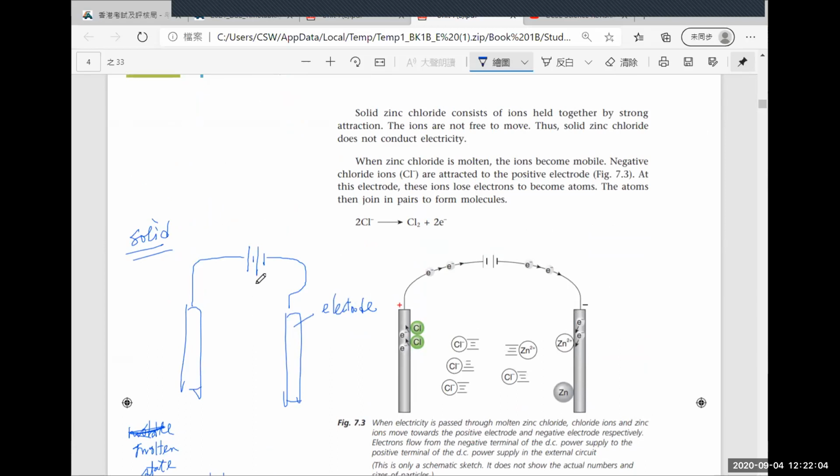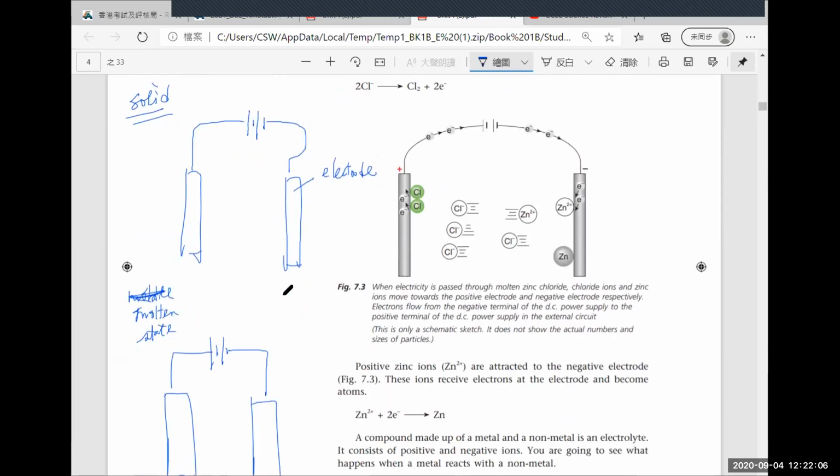So can you tell me the difference between the solid state and molten state, which would help you explain why one of them conducts electricity and one of them does not. And second, for those who conduct electricity, there is chemical decomposition. Only this, okay? Can you tell?